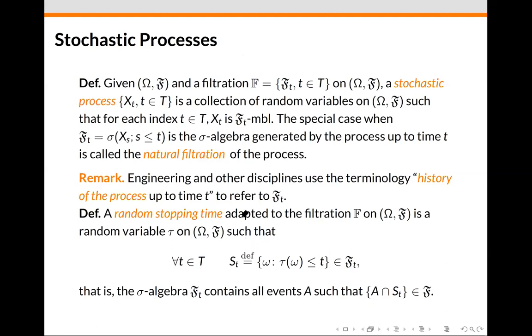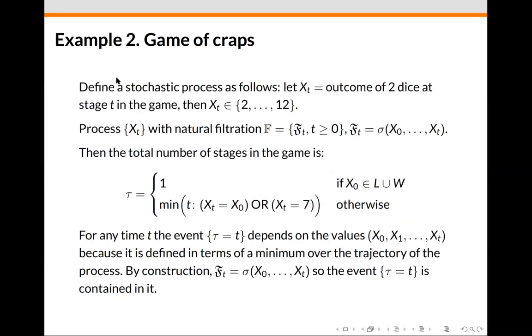So we're going to see an example. In this example, we go back to the game of craps. How do we build a stochastic process? For the game of craps, we build the stochastic process as follows. We let X of t be the outcome of the two dice at stage t in the game. X of t clearly has real values. It can have any integer value between 2 and 12.